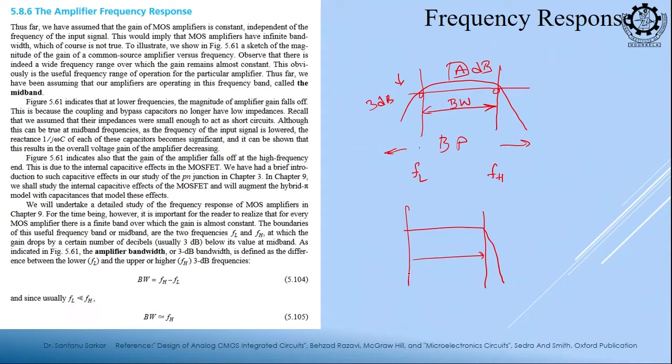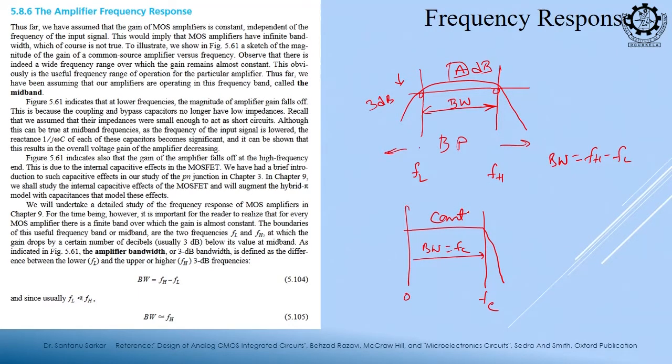So, if it is something like this, what is my bandwidth? From 0 to the cutoff, or say higher cutoff. You can also say corner frequency. So, this bandwidth is equal to Fc minus 0, which is Fc. In general, bandwidth is equal to Fh minus Fl. So, what is bandwidth? Where my gain is almost constant or flat. Clear? So, one definition is covered.